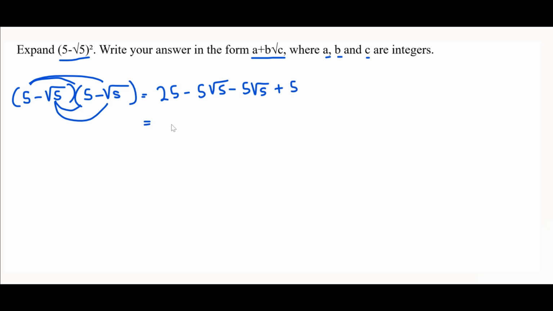Collecting the like terms, we are left with 30 minus 10 root 5. And as we can see, this is in the same format as requested in the question. So from here we can write down that a equals 30, b equals minus 10, and c equals 5.